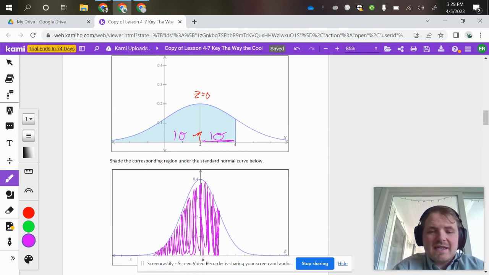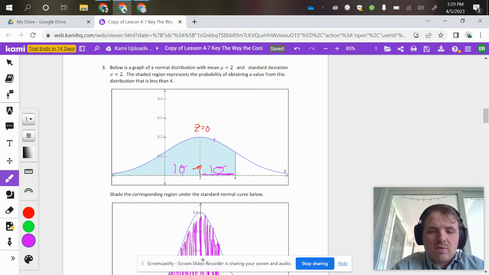A common mistake is that people just want to go by the one tick marks at a time. They might think that that purple line is one standard deviation, but it was given that the standard deviation was 2 in that specific scenario.